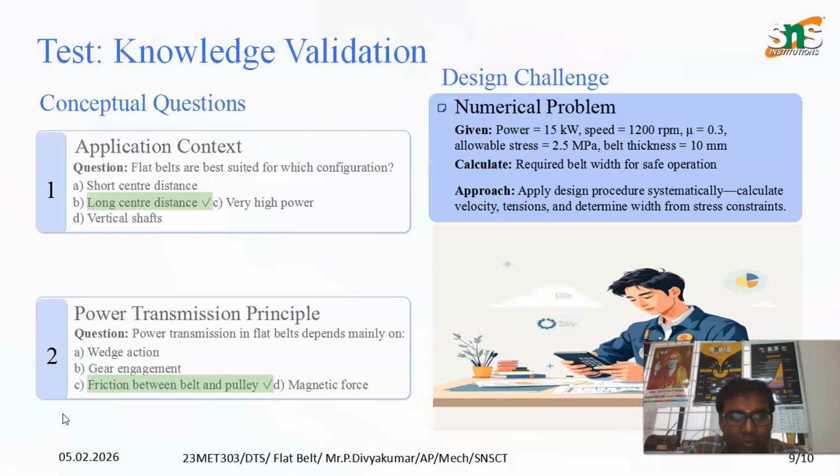Next we will discuss the applications of flat belt drives. It is majorly used in conveyor systems, textile machinery, paper mills, agriculture equipment, and high-speed machine tools. Some of the advantages of flat belts are simple design, low cost, suitability for long distances, and higher efficiency.